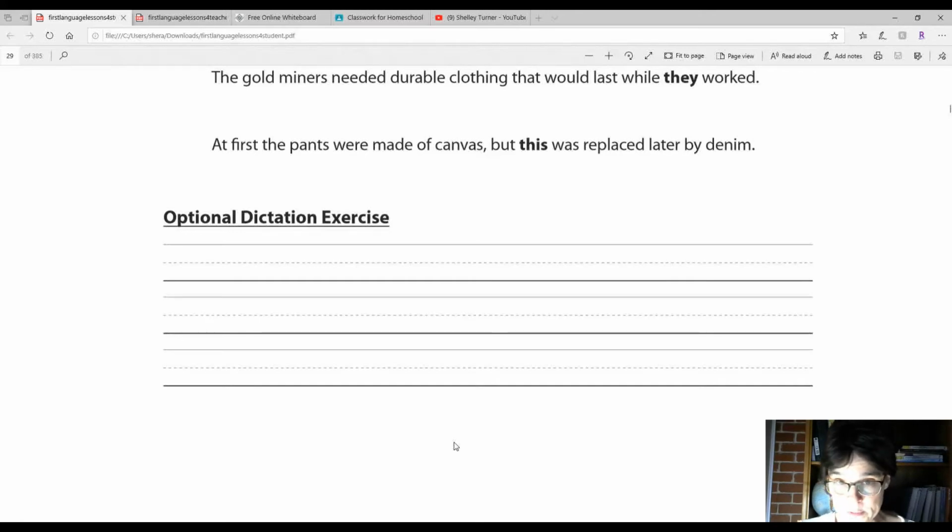If you're not done, go ahead and pause it. Okay, in that sentence, did you catch the demonstrative pronoun? If you did, would you circle it? You should have circled the word these.